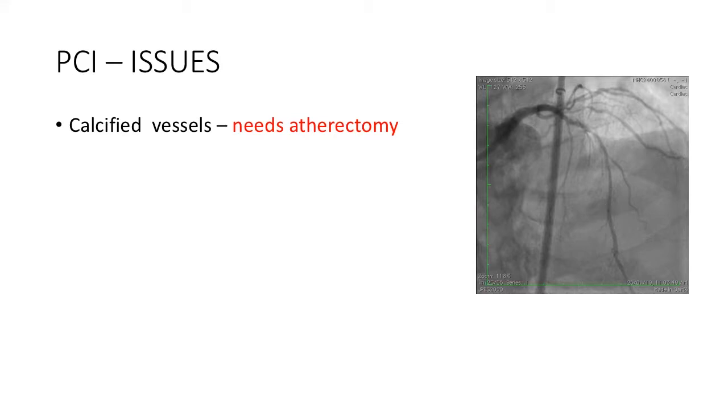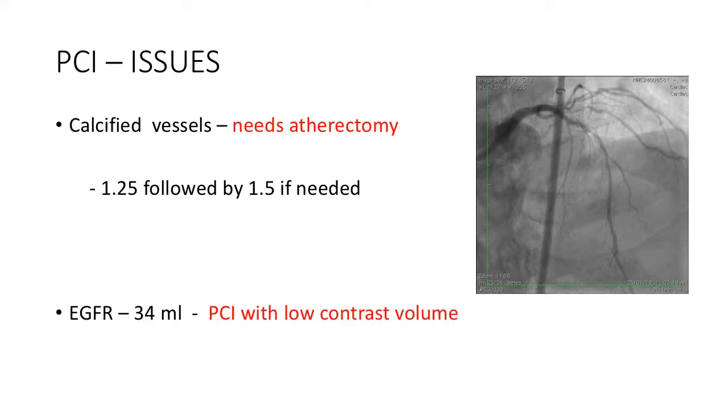So we may have to take an ablation up to 1.25 or 1.5, anything. But because there is a diffuse disease, we thought of ablating with 1.25 first to prevent slow flow in these kinds of situations. But if imaging shows a need for further ablation, then I'll go for 1.5 ablation.